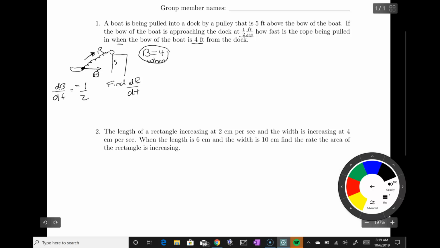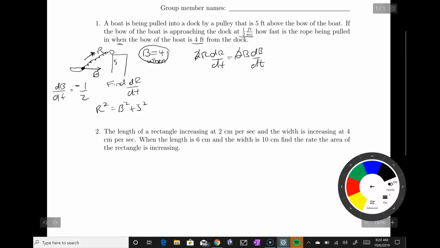So I'm looking for my equation. So I can see Pythagorean. R squared is equal to B squared plus 5 squared. So I'm ready to take the derivative. So 2R dr/dt equals 2B dB/dt, and the derivative of 5 squared is 0. So I cancel the 2's. It's going to happen often.